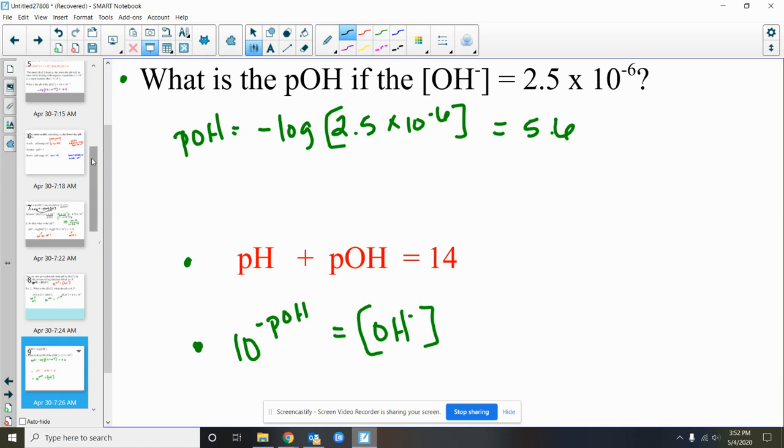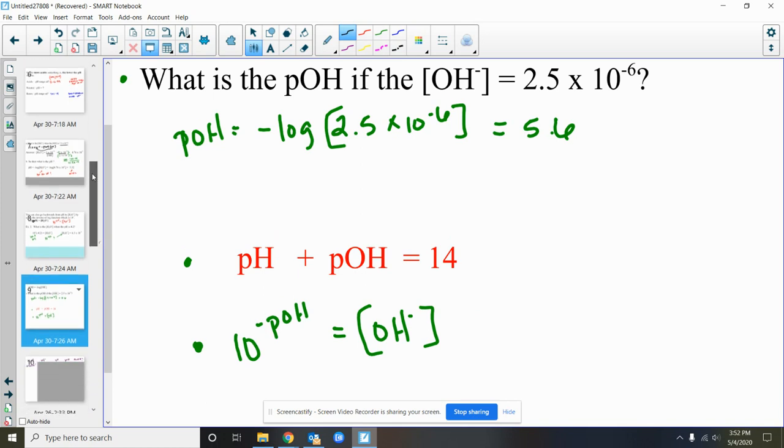So that kind of gives you all those. There's a lot of relationship between all of those things. So there's a lot of connection between your hydronium content and your hydroxide content and your pH and your pOH.